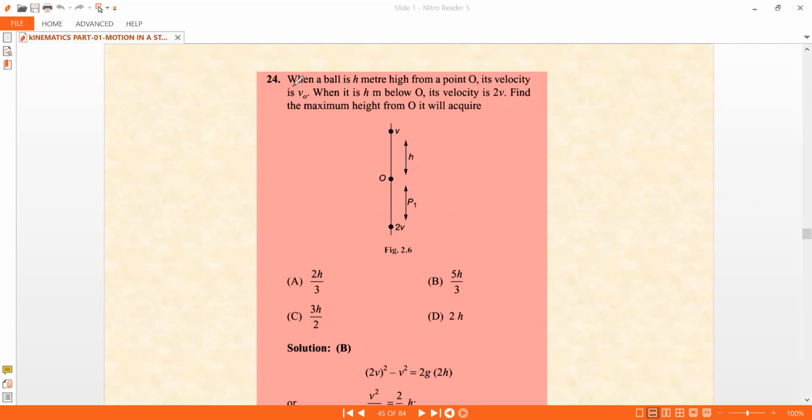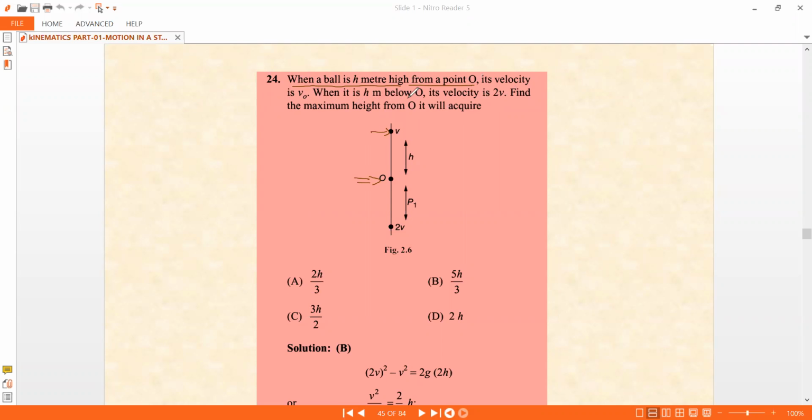So here is a question: a ball is h meters high from the point O. Some point O is given, and the ball is h meters high. So this is the point where it is h meters high. Its velocity is v naught, or v, whatever it is. You can assume it is v.